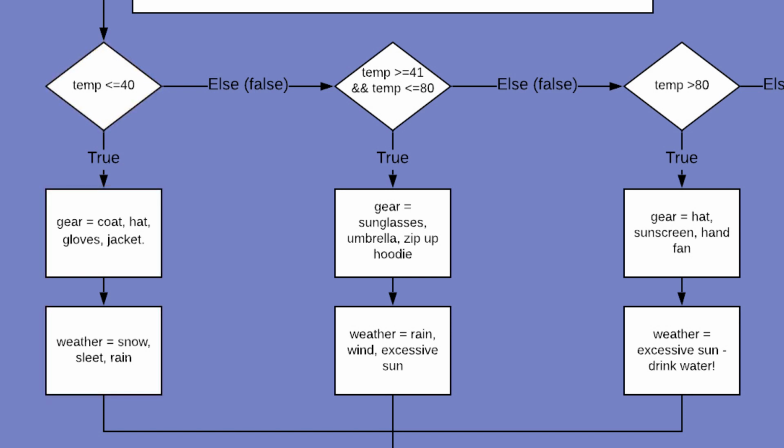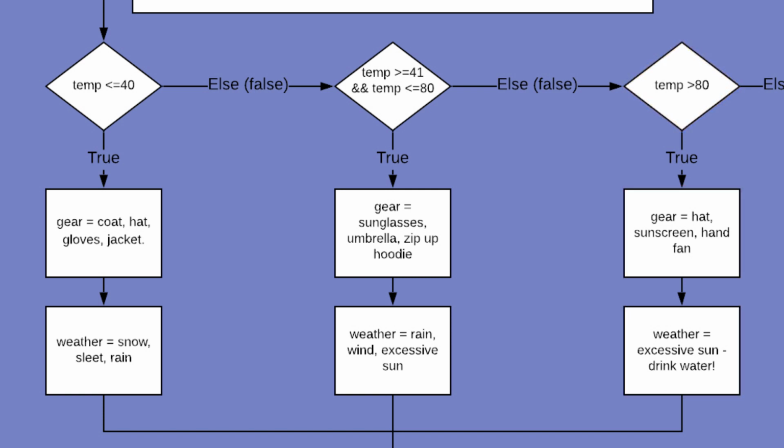Else, meaning that that condition returned false, go to the next evaluation, which would be to check and see if the value of temp is greater than or equal to 41, and also the value of temp is less than or equal to 80. If that's true, then gear is initialized to sunglasses, umbrella, and zip-up hoodie, and weather would be initialized to rain, wind, and excessive sun. Else, if temp is greater than 80, we initialize gear to hat, sunscreen, and hand fan, and weather would be initialized to excessive sun, drink water.